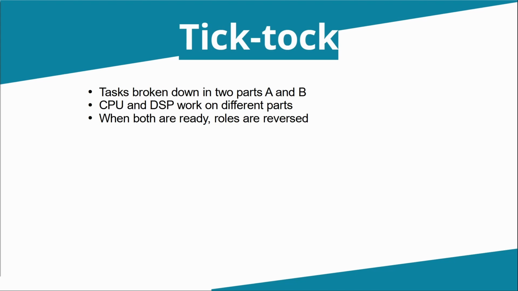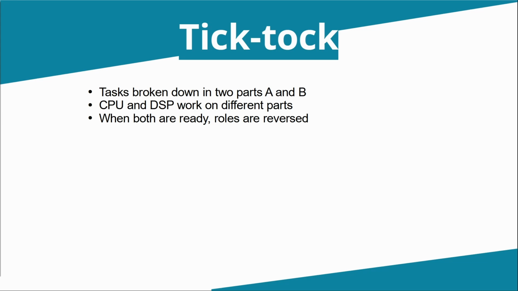So if you put that lot together, where do you get to? Well, what I have found to work well is what I would call a tick-tock route to tasks. And that's basically to break tasks down into two parts, A and B, and to have the CPU and the DSP working on those two parts independently. So say the CPU is working on part A and the DSP on part B, and when they're both ready, they swap roles. And that keeps them working on different data sets, although working simultaneously.